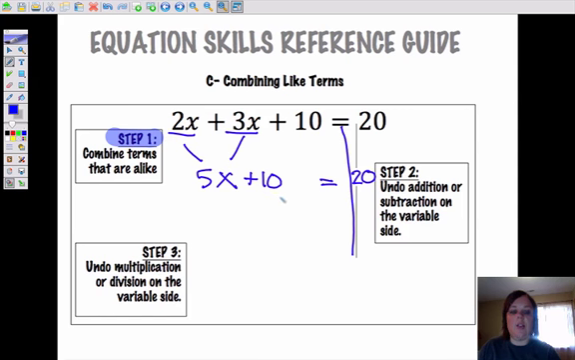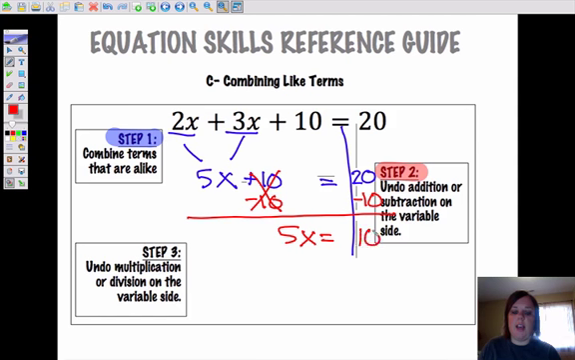And now I'm down to a two-step equation. So for my step 2, I'm going to undo addition or subtraction on the variable side. Okay, so this is a plus 10. So to eliminate or undo that, I'm going to subtract 10. And then the plus 10 and the minus 10 cancel out. And I have 5x on this side is equal to 20 minus 10, which gives me 10.